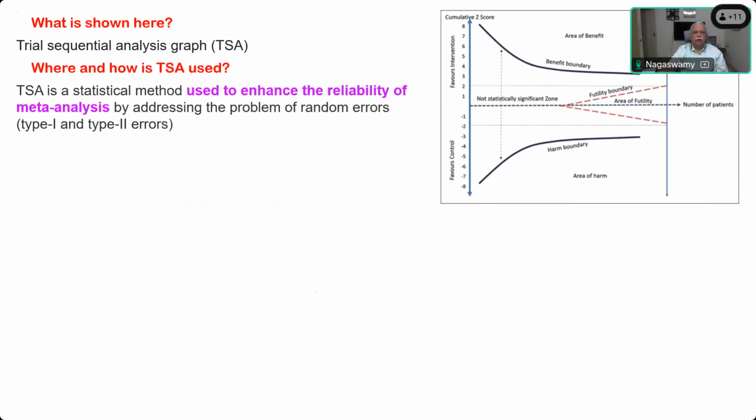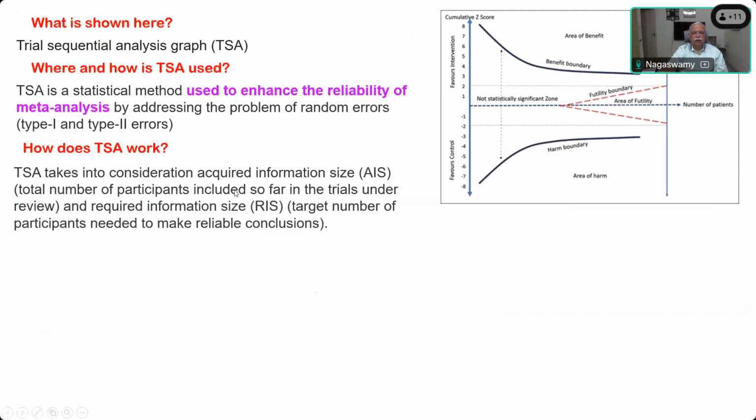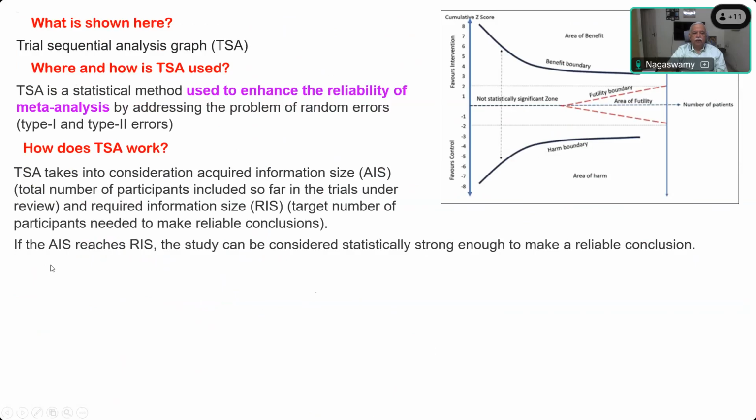This is used to enhance the reliability of meta-analysis by addressing the problem of random errors like type 1 and type 2 errors. How does it work? It takes into consideration two things: acquired information size and required information size, the target number of participants needed to make reliable conclusions. If the acquired information and the required information are equal or almost close to each other, the theory can be considered statistically strong enough to make a reliable conclusion.